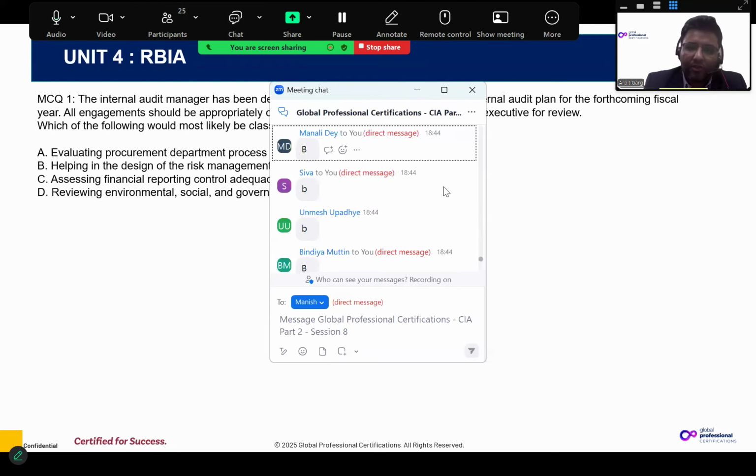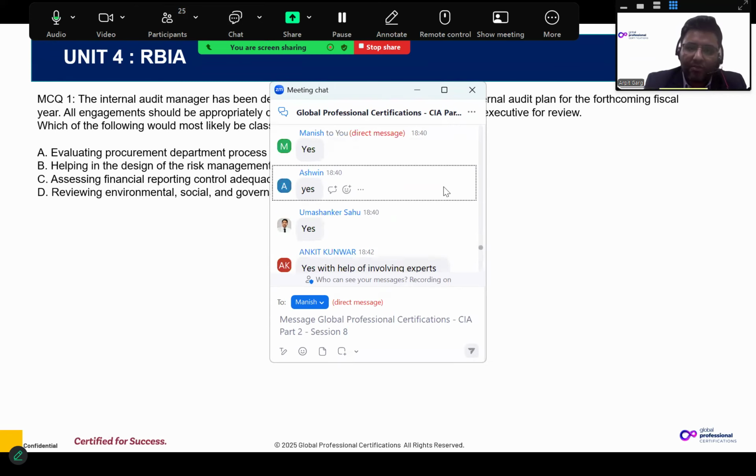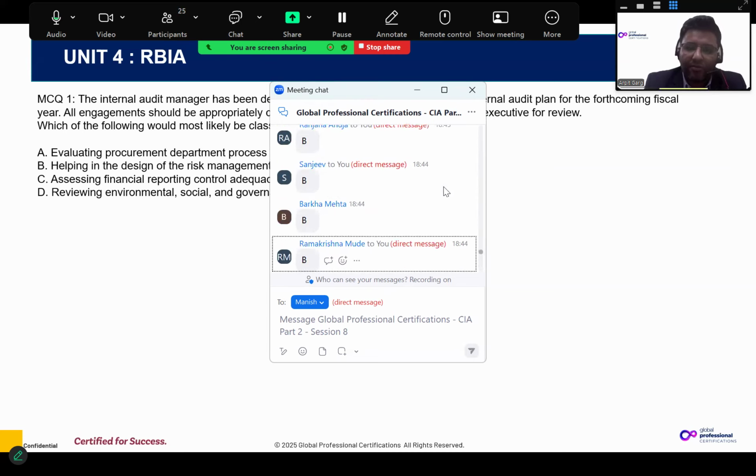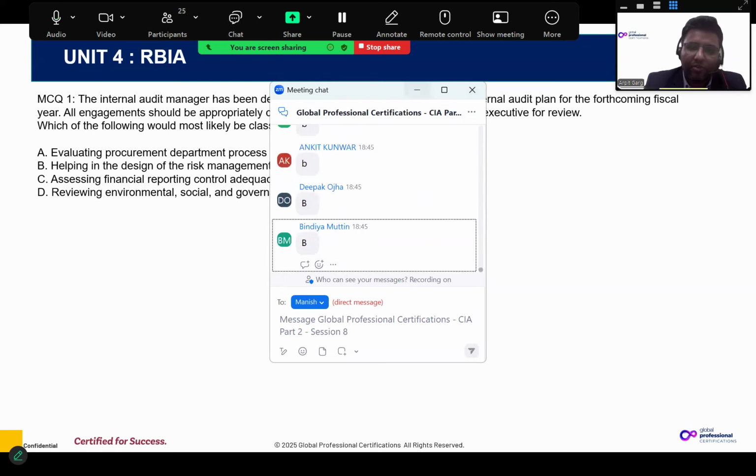All right, so we have the first one. The first answer has been given by Ranjana. Ranjana is saying it's B. Sanjeev is saying it's B. Barka is saying it's B. Ramakrishna, Piyush, Radhika, Sachin, Raghu, Manali, Shiva, Unmesh, Bindya, Nikita, every one of you is saying it's B, right? Lovely, everyone. Very good. So what does it say?